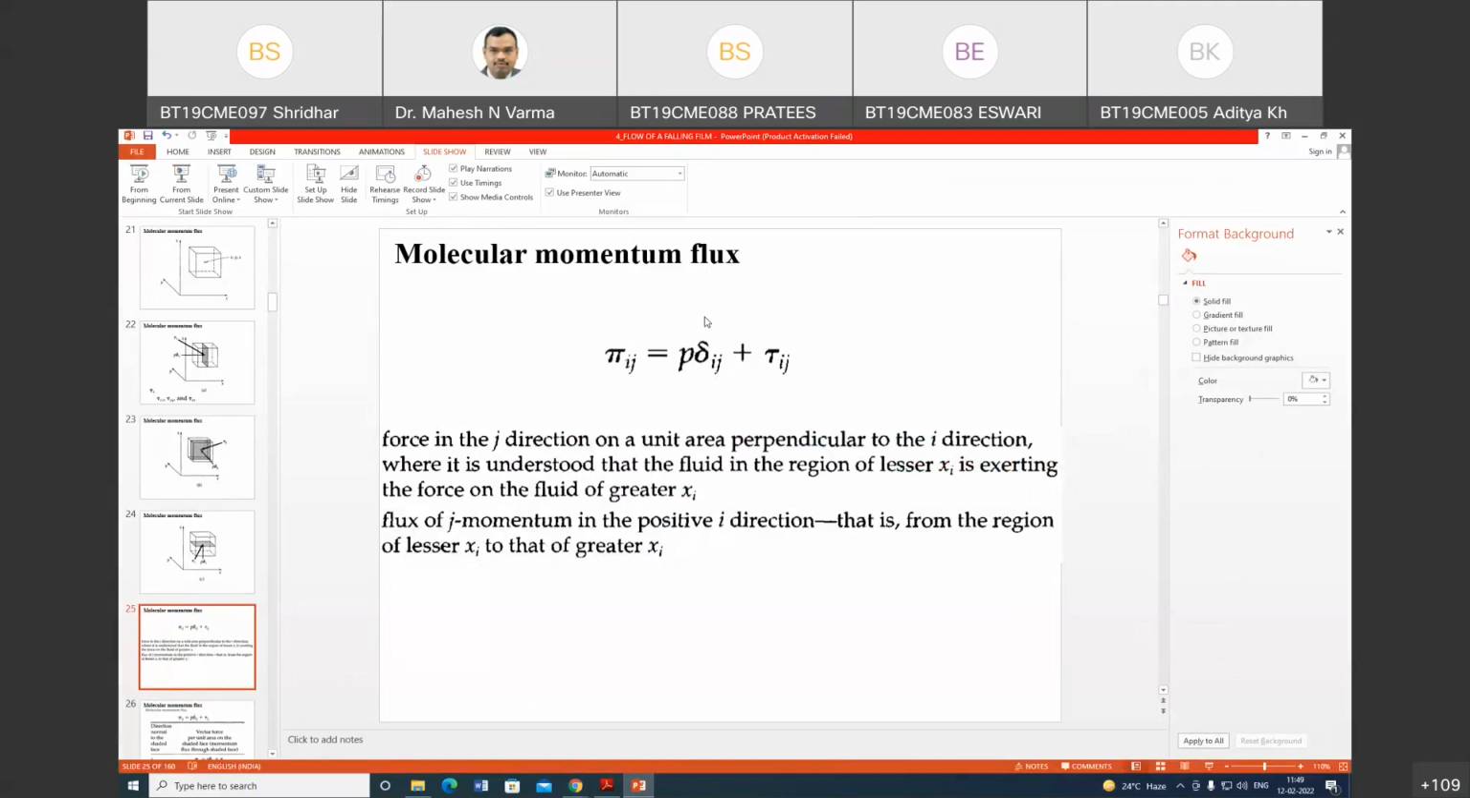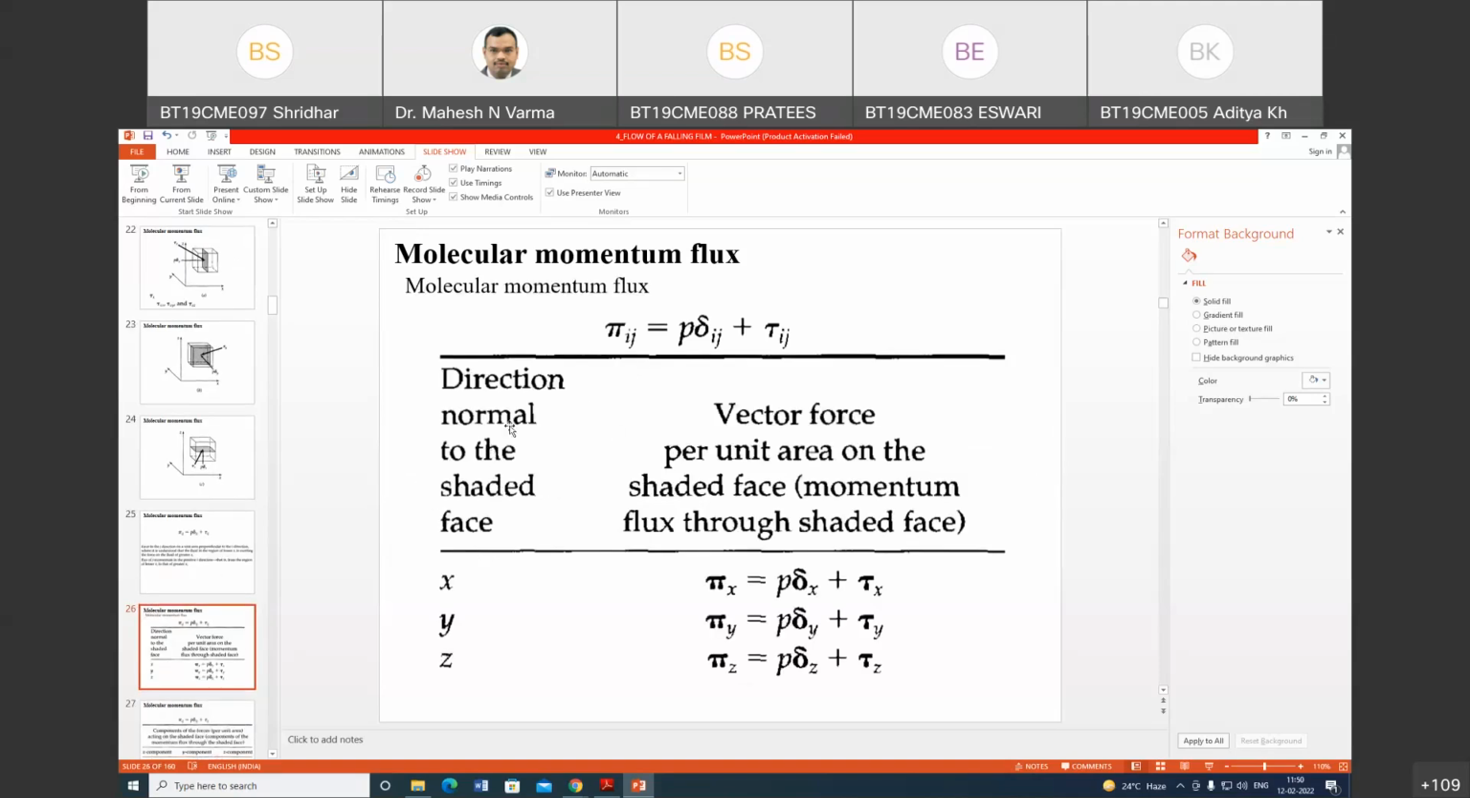That is the x direction when i equals j. So force in the j direction is per unit area perpendicular to the i direction. All this that we have discussed is there. So now there will be 9 components. i varies over x, y, z and j varies over x, y, z. These are the three momenta: x momentum, y momentum, z momentum. Again, x momentum will have 3 components, y momentum 3 components, and z momentum 3 components.